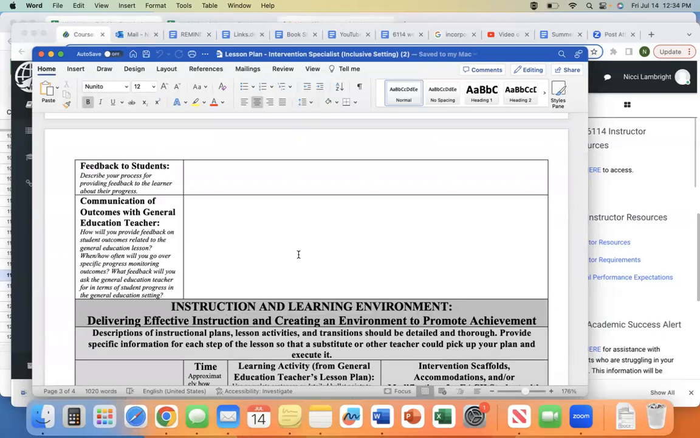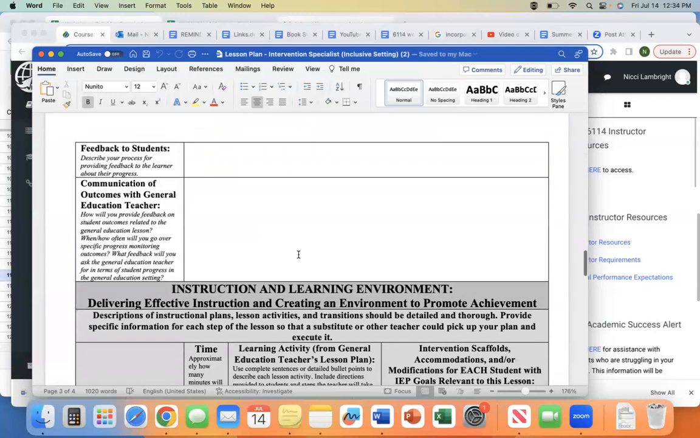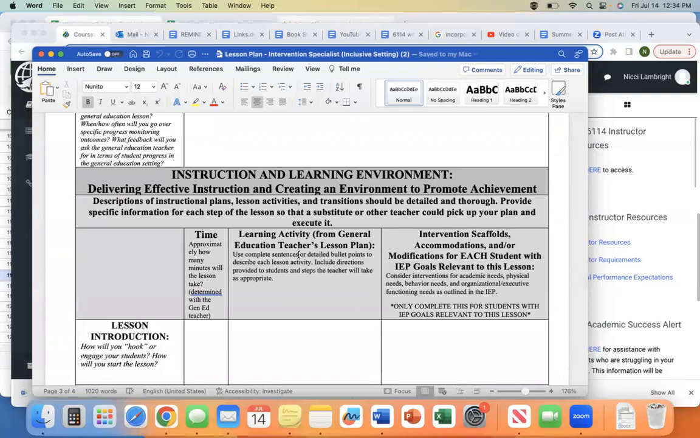Sharing outcomes with the general education teacher. How are we giving our progress monitoring to them? How are we letting them know what our students did?